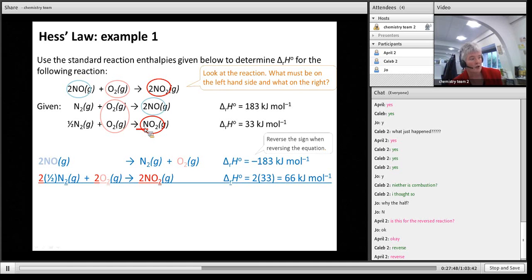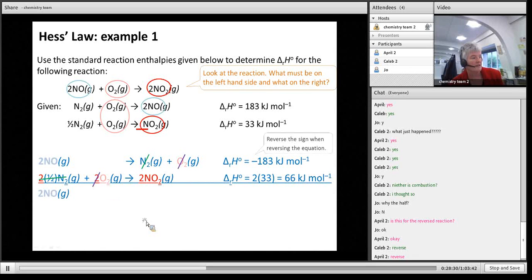But notice I need two NO2s, and I've only got 1. So can you see I'm multiplying through by 2. The whole equation I multiply by 2, and I double the values. So if it's 33 for delta H, it now becomes 66. Okay, and now that N2 cancels with that N2, because 2 times a half is 1. I've got 2 O2s on the left hand side, I've got 1 O2 on the right, and so the one on the right will cancel out with 1 on the left, and I'll be left with 1 O2.